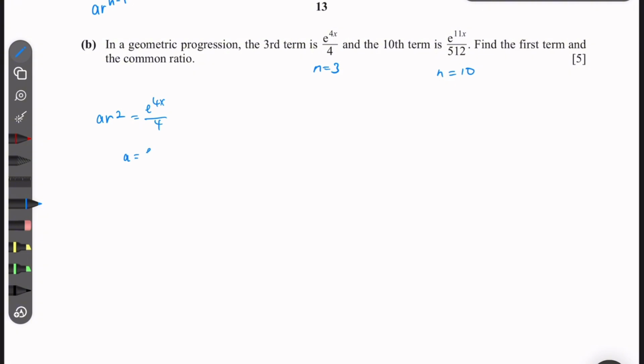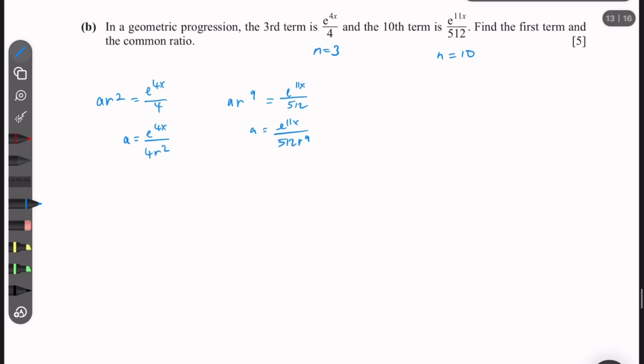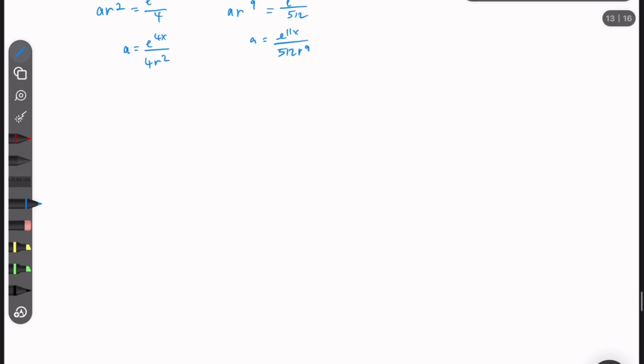So a is equal to 4r squared. And then the same thing for the second one. When n is equal to 10, ar to the power of 9, and it is equal to the equation. Okay, so now we have two equations that are both equal to a. So we can equate them.